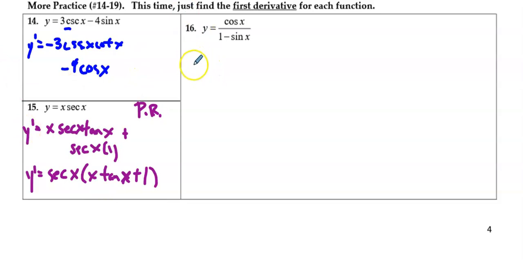And number 16. So this is going to be the crazy one, and I'm going to simplify it all because it ends up being a very beautiful problem. So this is where we're going to finish up our video for this one. It says y equals cosine of x over 1 minus sine of x, and let's do it.